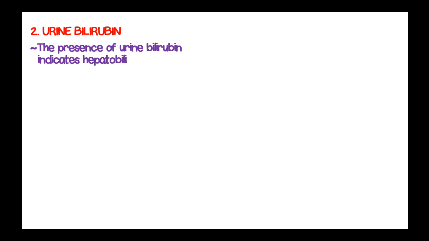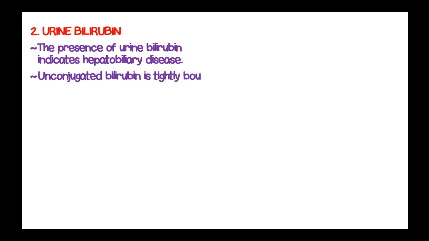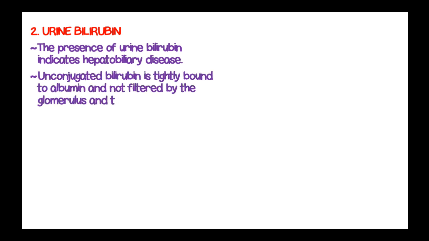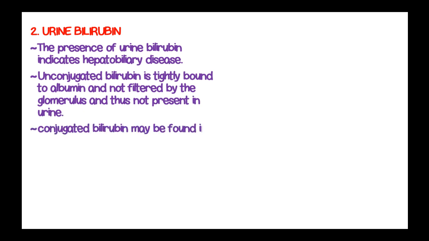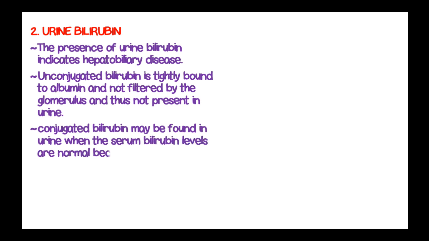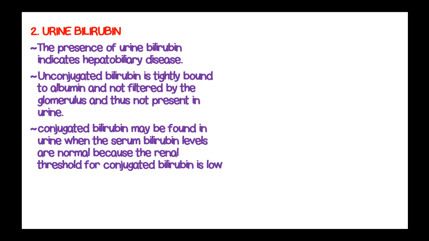We have the second type known as urine bilirubin. The presence of urine bilirubin indicates hepatobiliary disease. Unconjugated bilirubin is tightly bound to albumin and is not filtered by the glomerulus, and therefore it is not present in urine. Conjugated bilirubin may be found in urine when the serum bilirubin levels are normal because the renal threshold of conjugated bilirubin is very low, and the lab values can detect very low levels of this conjugated bilirubin.